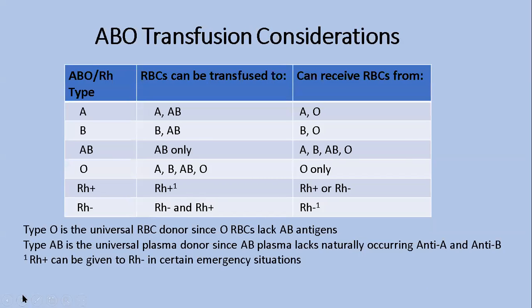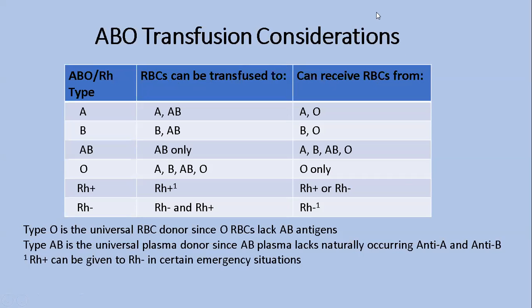I want to spend a few minutes talking about some ABO transfusion considerations, because the virtual lab activity that you'll be doing for lab 2 does have a component to it related to transfusion, and some of this I just mentioned on the last slide. Here in our very first column, we have different ABO and RH types. We're going to consider RH as well with this. Then we're going to see, for each blood type, their red cells can be transfused to which other blood type, and then who this blood type can receive red cells from.